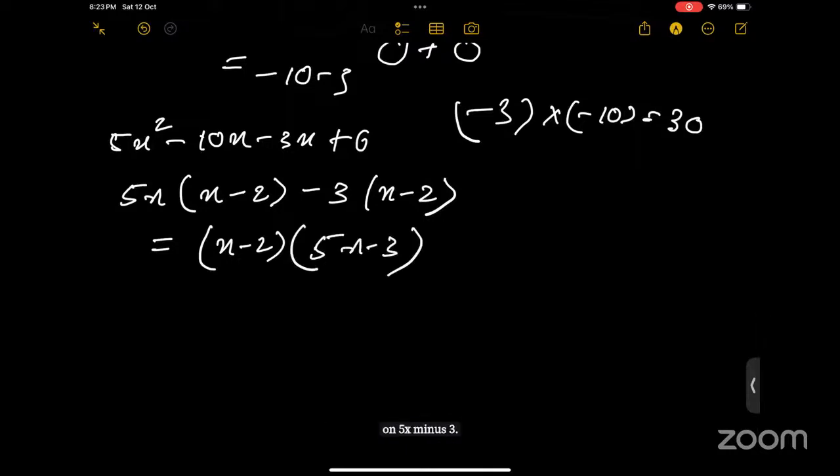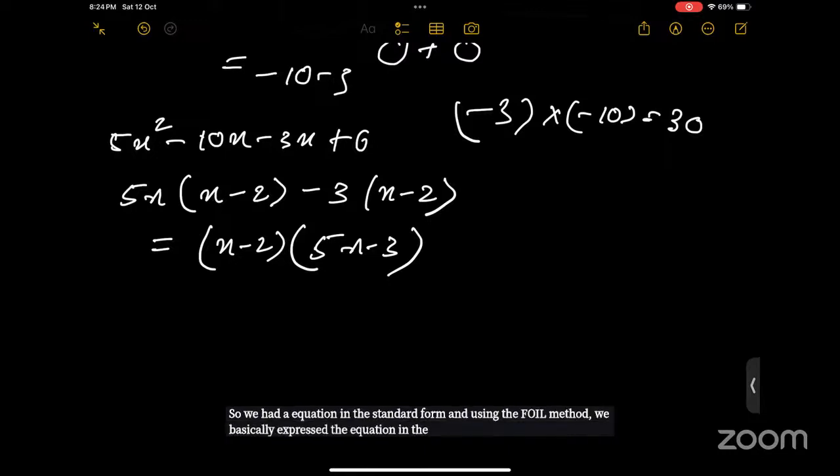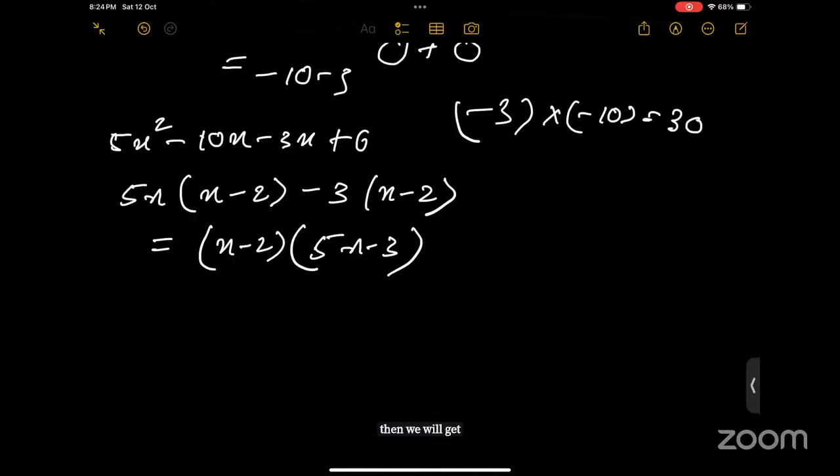So we had an equation in the standard form, and using the FOIL method, we basically express the equation in the intercept form. Okay, so now we can easily calculate the root of the equation. We can equate both the factors with 0, then we will get the root easily. Okay.